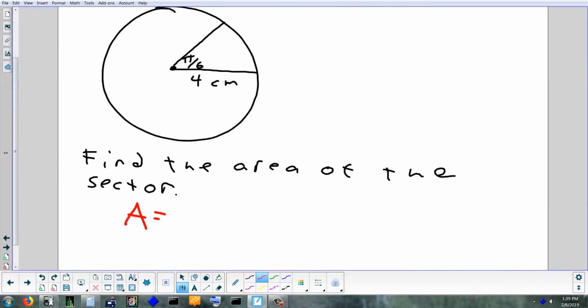Okay, let's write it down. What's the formula for the area of the sector again? Yeah. A equals 1/2 r squared theta. Okay, and now we'll fill in what we know. Find the area. So you're not going to know the area.